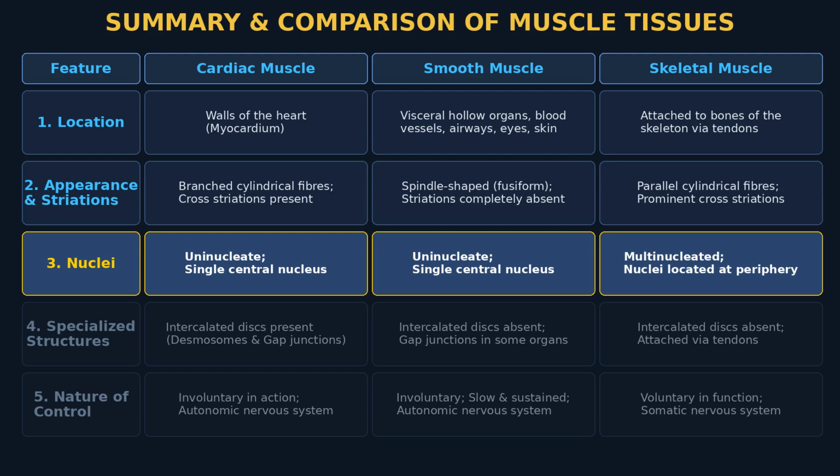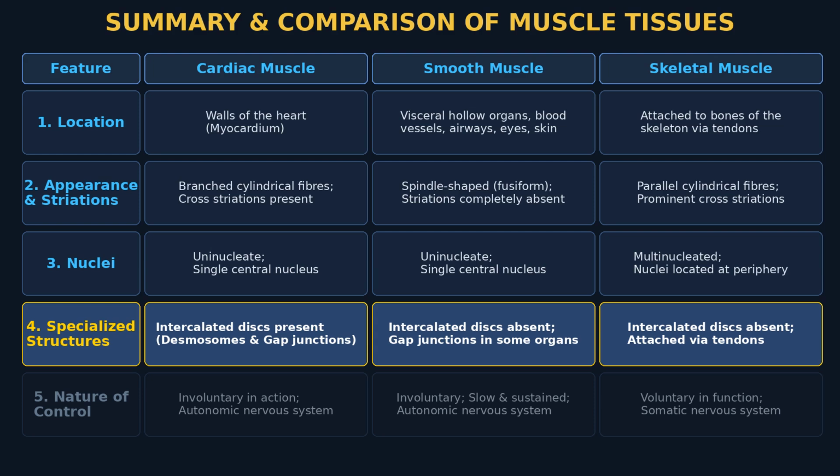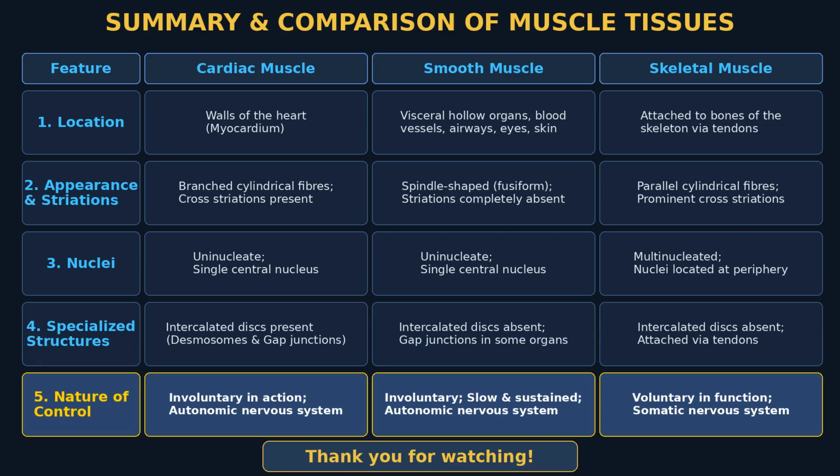Third, examining the nuclei. Both cardiac and smooth muscles are uninucleate with a central nucleus, whereas skeletal muscle is multinucleated with peripheral nuclei. Fourth, regarding specialized structures, intercalated discs are a unique hallmark of cardiac tissue, completely absent in smooth and skeletal muscles. And finally, in terms of neural control, cardiac and smooth muscles operate involuntarily through the autonomic nervous system, whereas skeletal muscle is under voluntary control via the somatic nervous system.